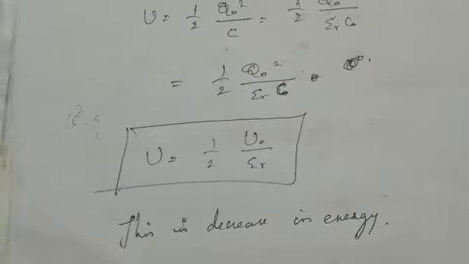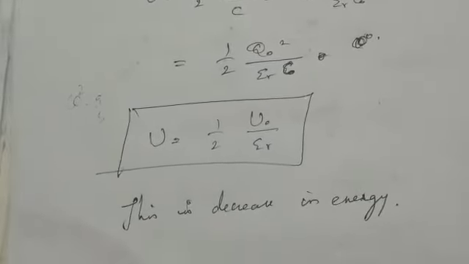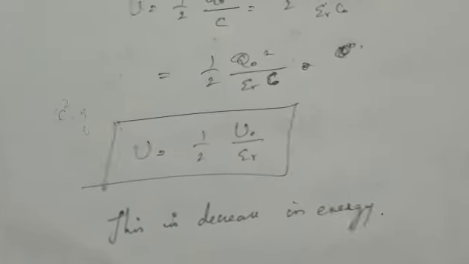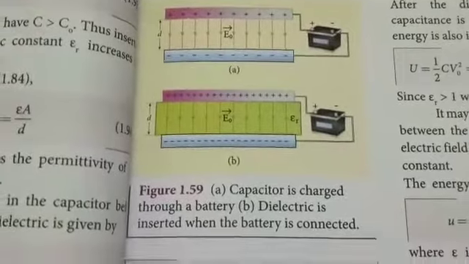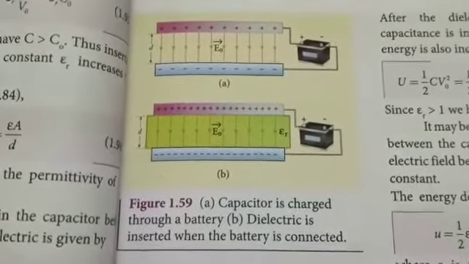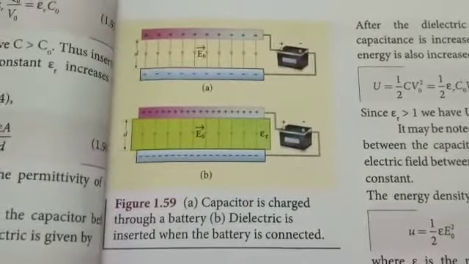This equation concludes that the energy value decreases. This is the decrease in energy value. And the second case is when the battery remains connected to the capacitor. So here there are two cases in this.